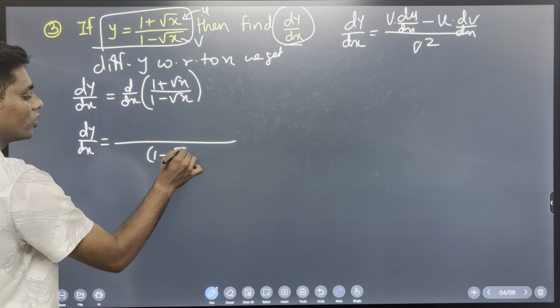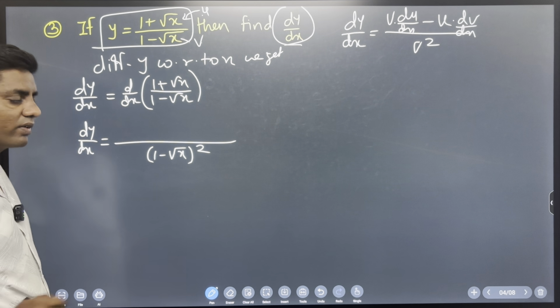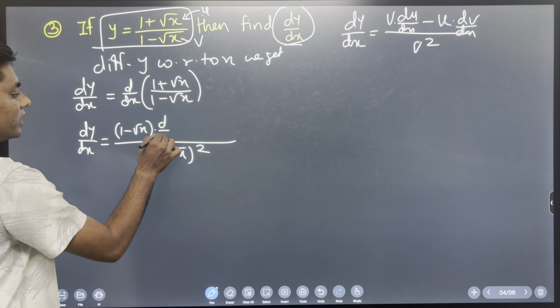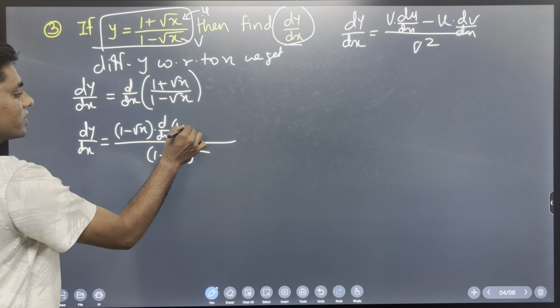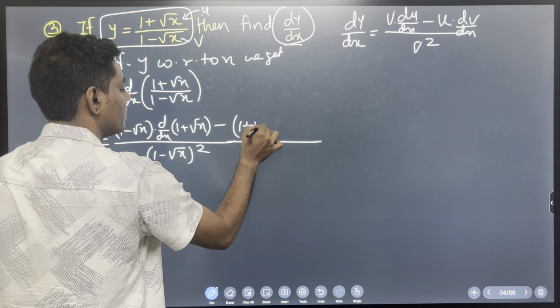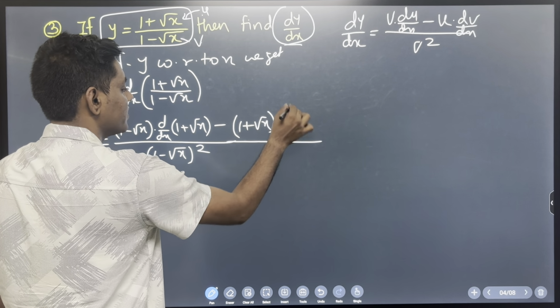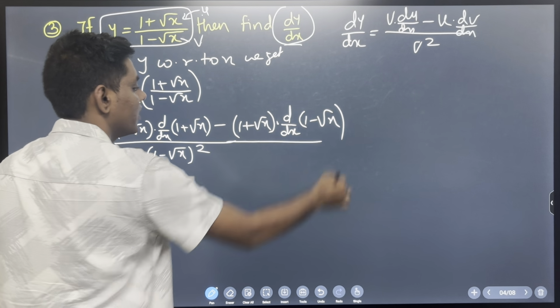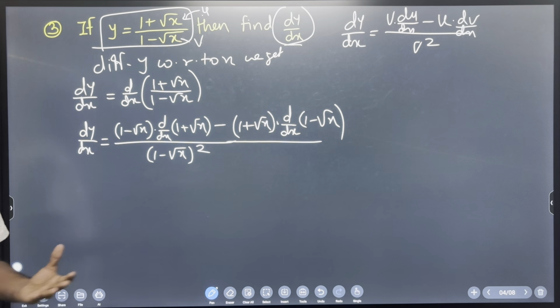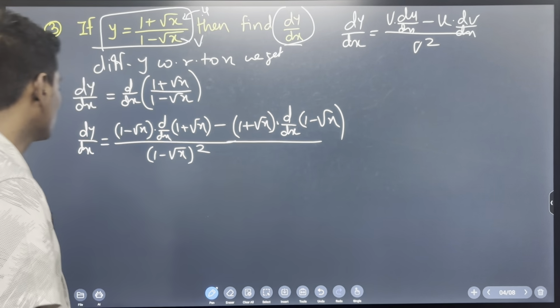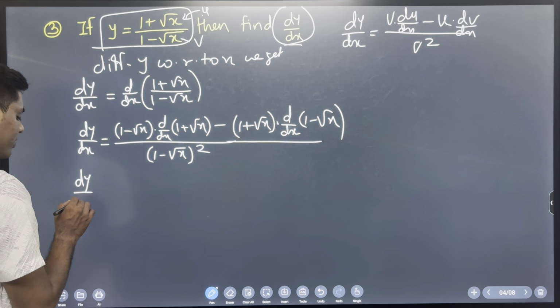So 1 minus under root of x bracket square, that is v square. So 1 minus under root of x as it is, v, then take the d by dx of u, that is 1 plus root x, minus sign is between them, 1 plus root x, that is u as it is, and take the derivative of v, that is 1 minus under root of x. And we know that the derivative of a constant is 0 and the derivative of root x is 1 upon 2 root x. So by using the formula, we solve the example.